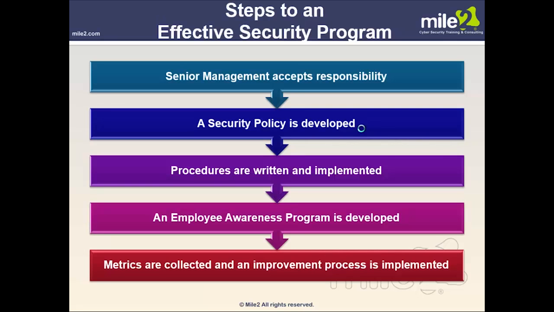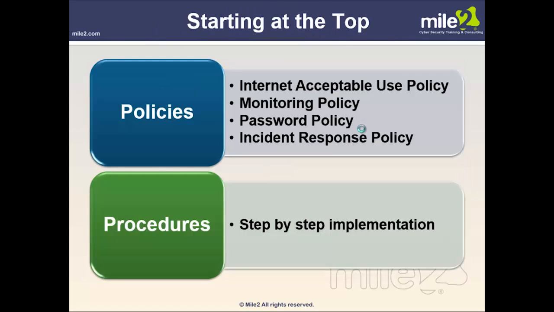Now, when it comes down to the steps to have an effective security program, we basically get into senior management, which generally will go in and accept responsibility. We have a security policy, which is developed. We have procedures, which are written and implemented. An employee awareness program is developed. We also have metrics, which are collected, and an improvement process is then implemented. So let's take a look at some of that in greater detail.